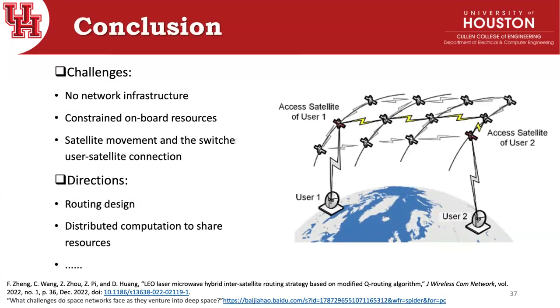Satellite constellations are very important, but they also face some challenges. Firstly, there is no network infrastructure, whereas on the ground we have network infrastructure, which is very convenient. The second challenge is that satellites have constrained onboard resources. The third challenge is that satellites keep moving, which can cause switches of the user-satellite connection. So it's a very dynamic and complex network. There are some directions to solve these problems. The first one is to do routing design, and the second one is to employ distributed computation methods to share resources.